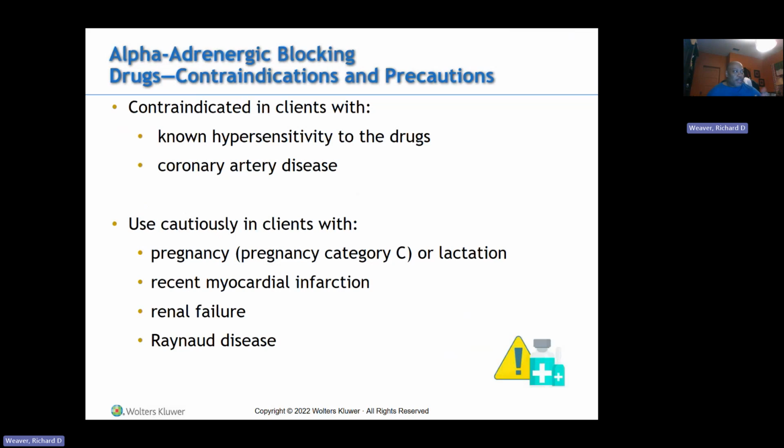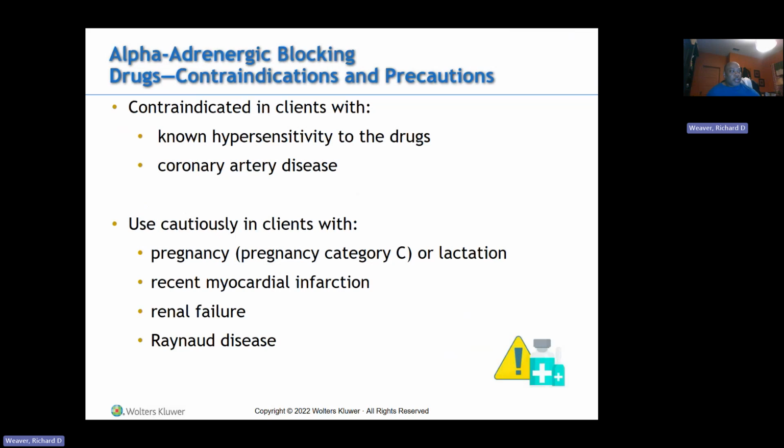As you can see here, hypersensitivity for contraindications is always, as with most of your medications, one of the things to look for. Also, it's contraindicated in coronary artery disease. This is when the arteries in the heart are full of plaque, and so this drug will be contraindicated. That buildup of plaque can affect blood flow through the heart's arteries if the blood pressure drops too much. So it is contraindicated in coronary artery disease, meaning we don't want to give it at all.